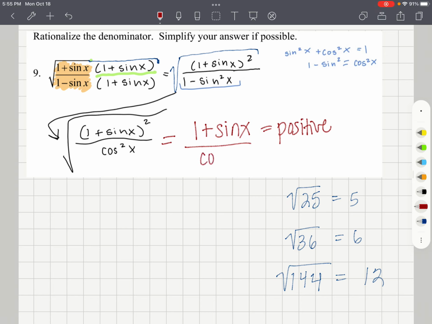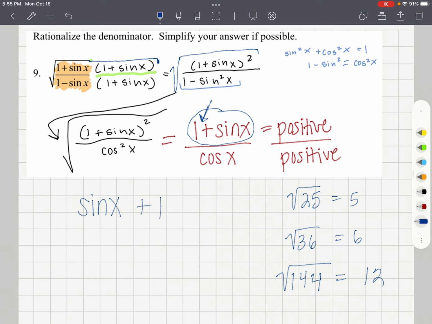And the square root of the cosine squared of x is cosine of x, and that has to be positive. And you might be thinking, well, they could both be negative. The thing is that they won't be both negative because of this plus 1. So no matter what the sine of x is, you're going to add 1 to it.